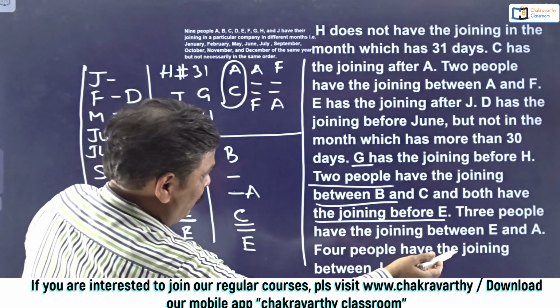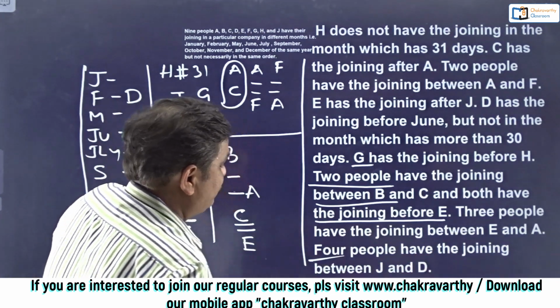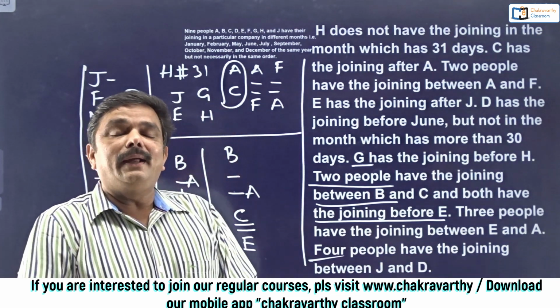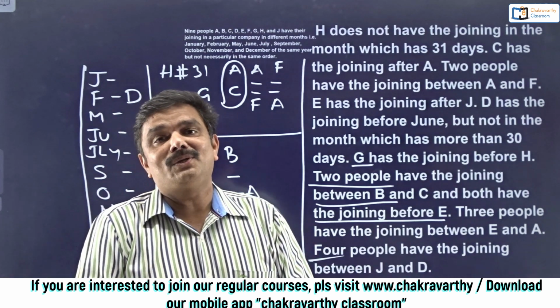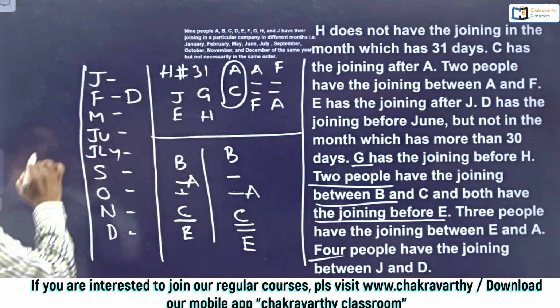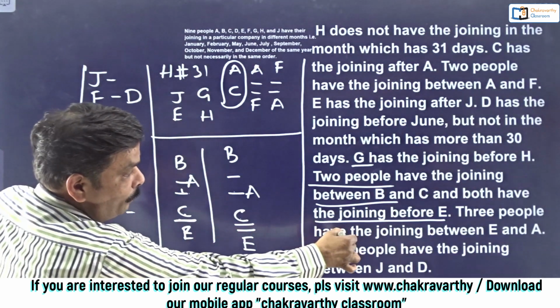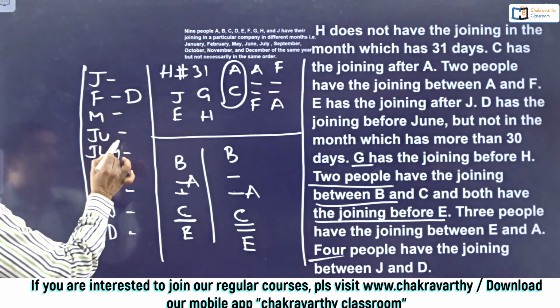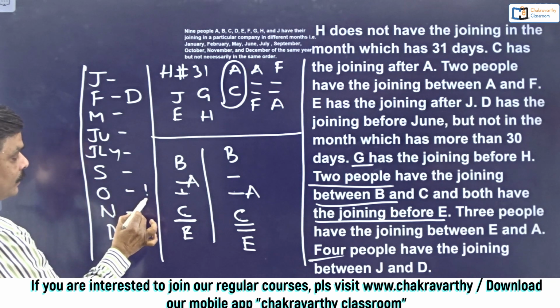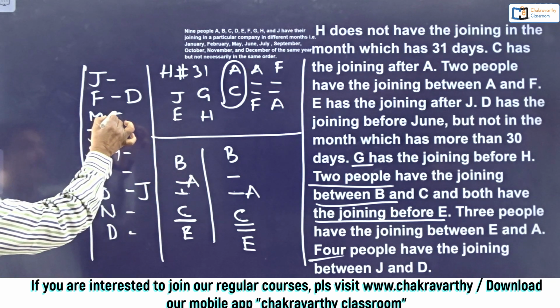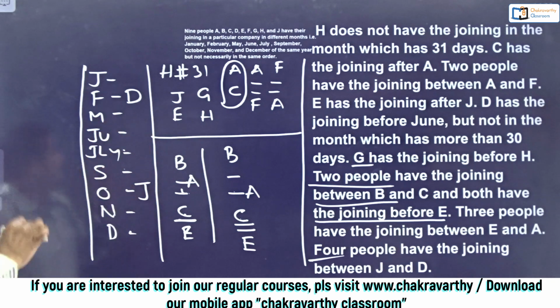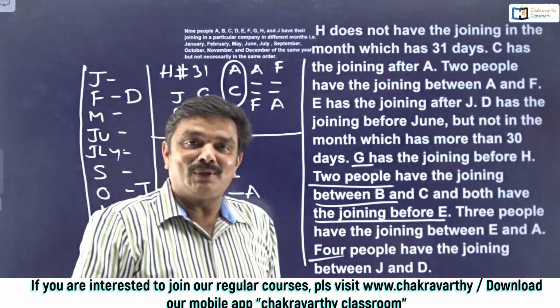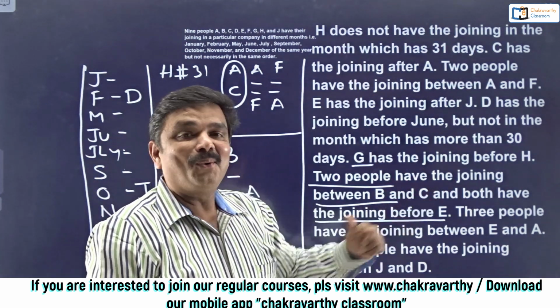The last one they have given: 4 people are between J and D. Straightforward information. Already I have D here. Now 4 people should be there between J and D. 1, 2, 3, 4. I am taking this one as J. Check it one more time. 1, 2, 3, 4. It is J. How fantastic information. Now all the data are over.